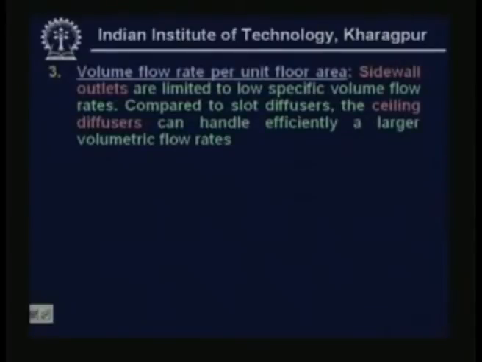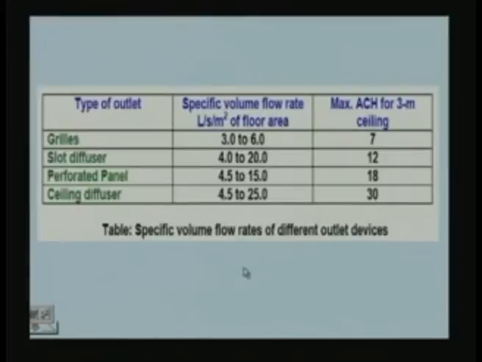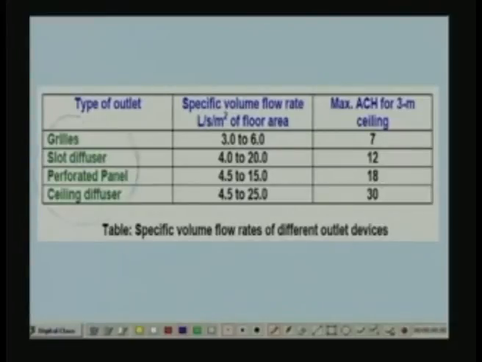Then comes volume flow rate per unit floor area. Side wall outlets are limited to low specific volume flow rates, and compared to slot diffusers, the ceiling diffusers can handle efficiently larger volumetric flow rates. And this table here shows the specific volume flow rates of different outlet devices. Okay, so here you have the type of outlet: grills, slot diffusers, perforated panels and ceiling diffusers. Here the volumetric flow rate per meter square of floor area. Okay, so this is liter per second per meter square of floor area.